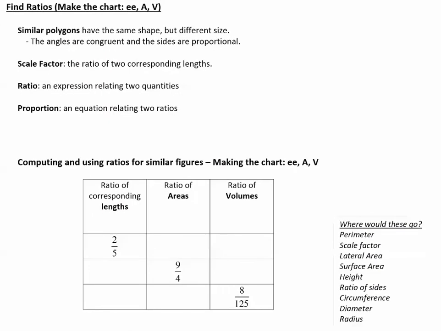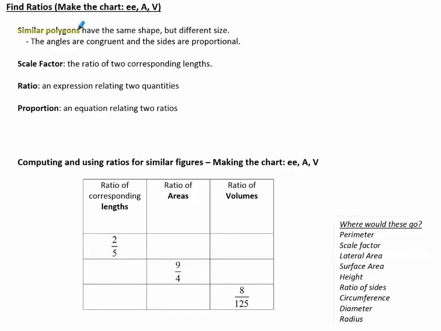If you remember last time, we changed just part of the solid. Now we're going to change all the measurements, making the objects similar. So we'll start by finding ratios, making the chart EEAV. We'll talk about what that means momentarily. First, let's highlight some terms that we maybe haven't seen in a while.